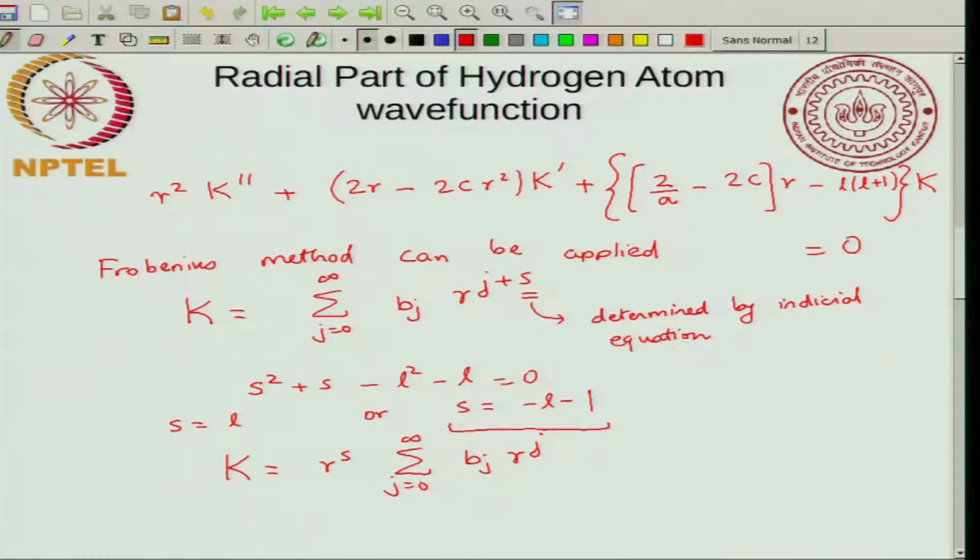Okay, so basically when j equal to 0 you have r raised to s. So r raised to s is a leading term. Now you can actually show that when s equal to minus L minus 1, then you will have a problem at r equal to 0. So s equal to minus L minus 1 creates a problem at r equal to 0. And you can show for various reasons that this is not of interest.